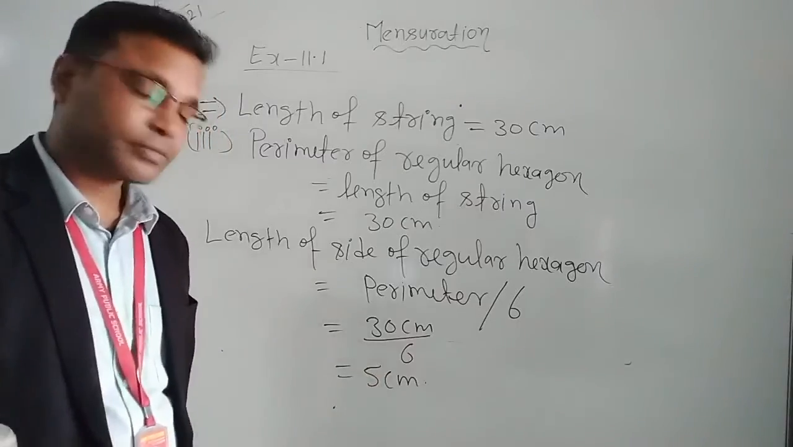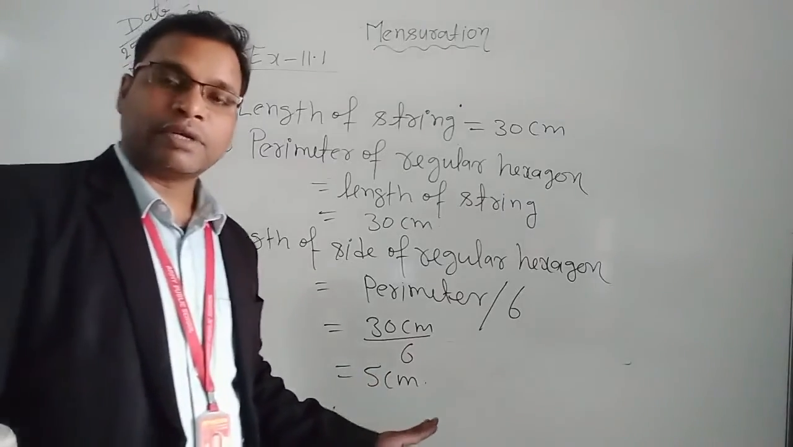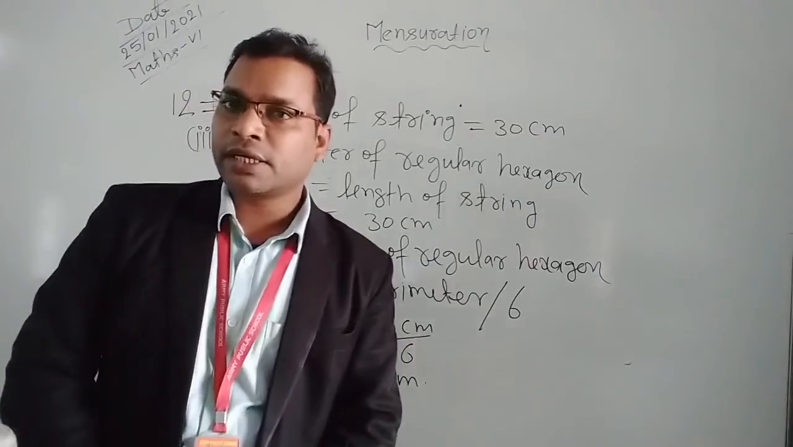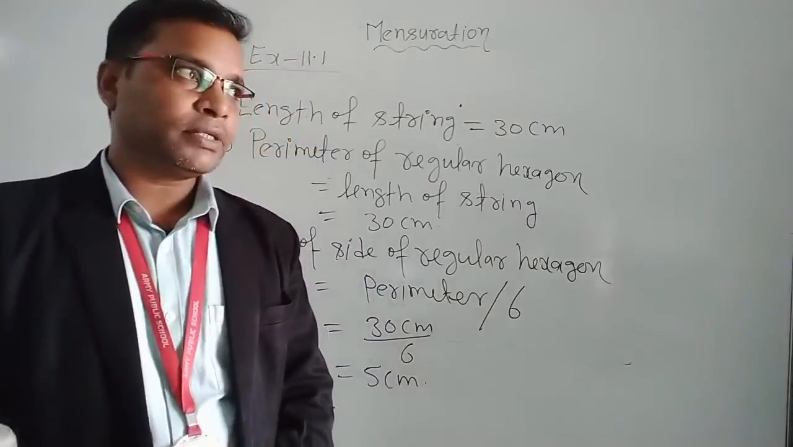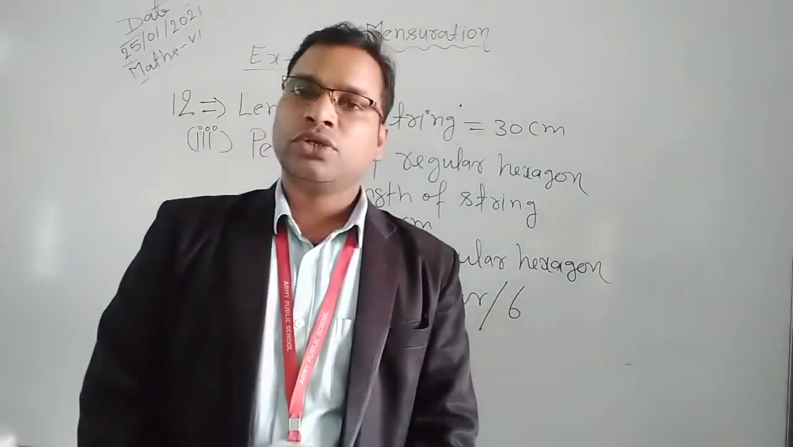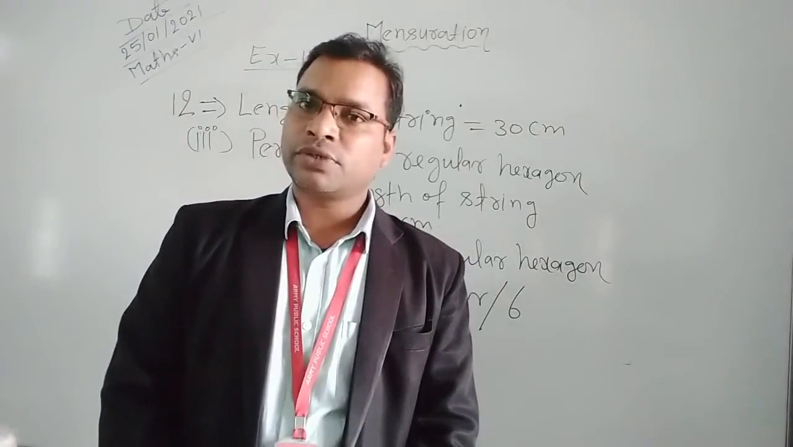This is clear. So in this way you can find the length of side of equilateral triangles, squares, and regular hexagons. So students, I hope all of you understood this question.